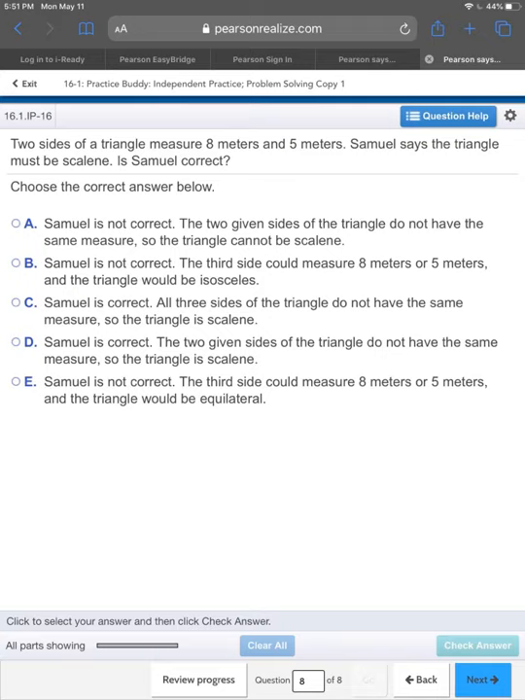It says two sides of a triangle measure 8 and 5. Samuel says the triangle must be scalene. Okay, this is a hard one. I left it on here because I really want you to think about what you're doing. So if I have two triangles, one measures 8 and one measures 5, what are the possible different names of that triangle? Think about what a triangle would look like if it was 8 and 5.